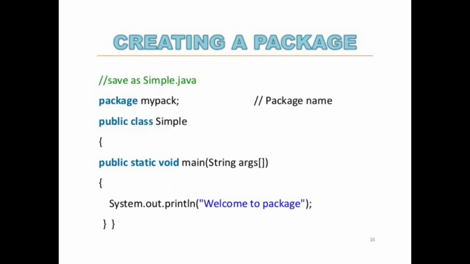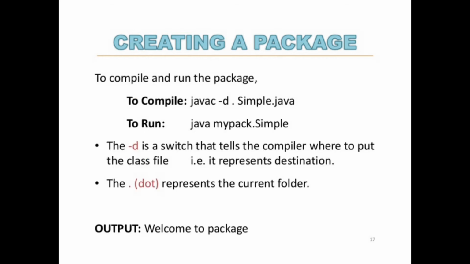Creating a package, for example. The first line gives the package name. First write the package, and the package name given here is mypack. The next line is public class, and the class name is Simple, which is the name we are saving the file with. Open the curly bracket, write the main function, and in the main function put an output statement that says welcome to package. Then close it and run the package.